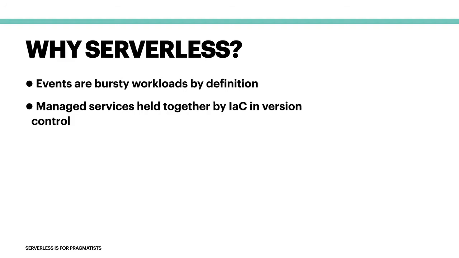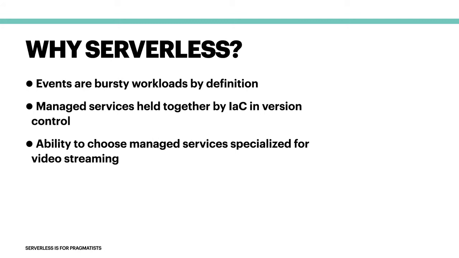Serverless allowed the team to define an architecture of managed services so that they had to deal less operationally with how these services ran. And they defined them using infrastructure as code in version control. And it gave them an ability to choose the managed services that they needed to build the video streaming platform that they needed. So for example, they were able to use something like AWS MediaLive for their video streaming. This allows them to focus on their business logic and not reinvent services that already exist.